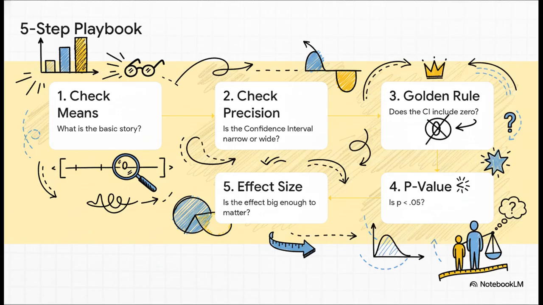How precise is that CI? Is it nice and narrow or is it super wide? 3 and 4 are your significance check. Use that golden rule. Does the CI for the difference include 0? And then double check that the p-value is less than 0.05. And finally, step 5. Look at the effect size and ask the big question. Is this difference actually big enough to matter?